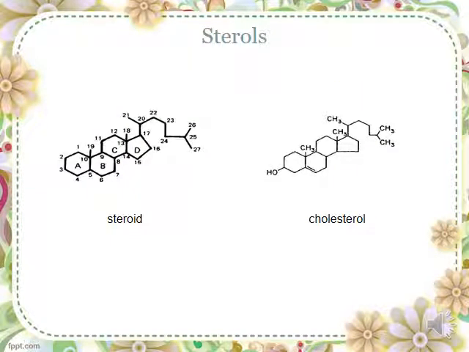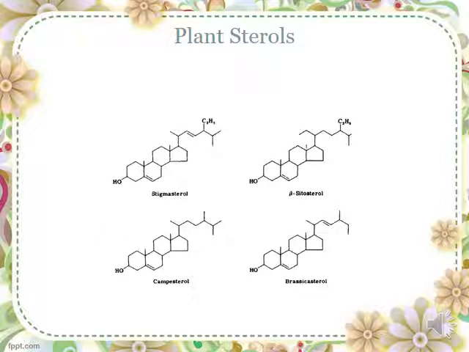This is the general structure of sterol. You see there are three 6-carbon rings attached to a 5-carbon ring, and they are attached to an aliphatic chain. This is steroid and this is cholesterol. These are the plant sterols: stigmasterol, beta-sitosterol, campesterol, and brassicasterol.